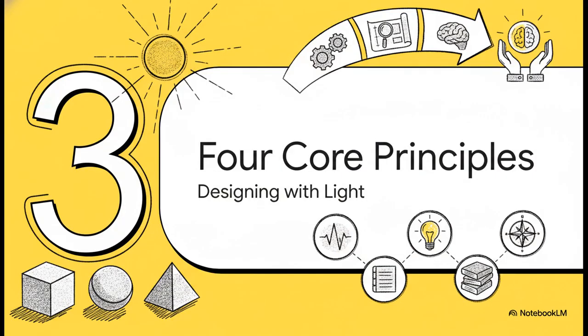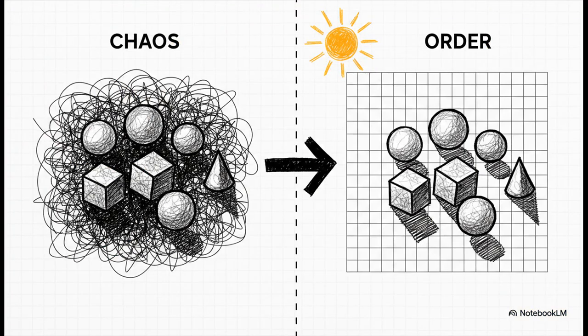So we've got the physics down. Now for the fun part. How do we actually apply it? Let's boil it all down into 4 core principles for designing with light. The first and most crucial point is this. You have to establish a dominant light source. Just make a decision. Where's the light coming from? Is it the top left? Directly above? That single decision is what brings order from chaos because it dictates the direction for every single highlight and shadow, making the whole scene feel unified.